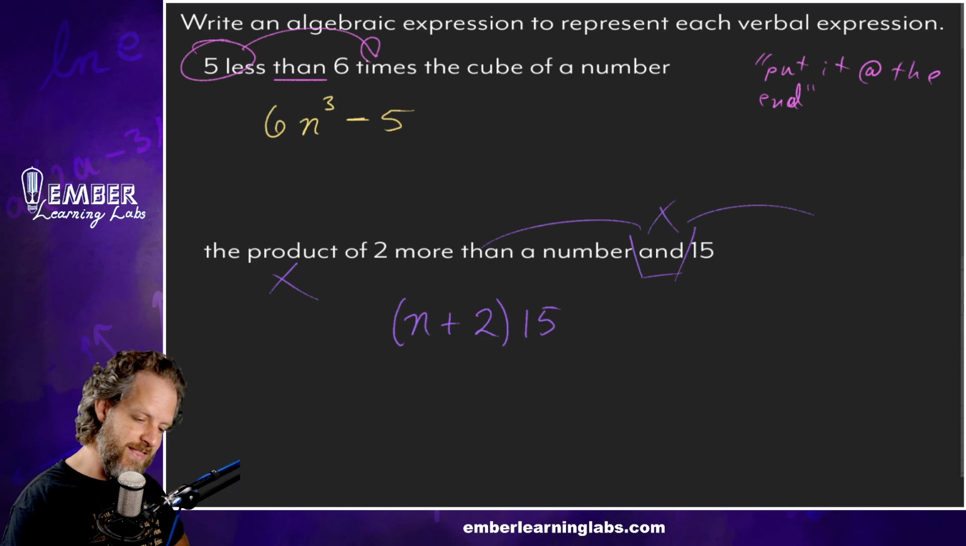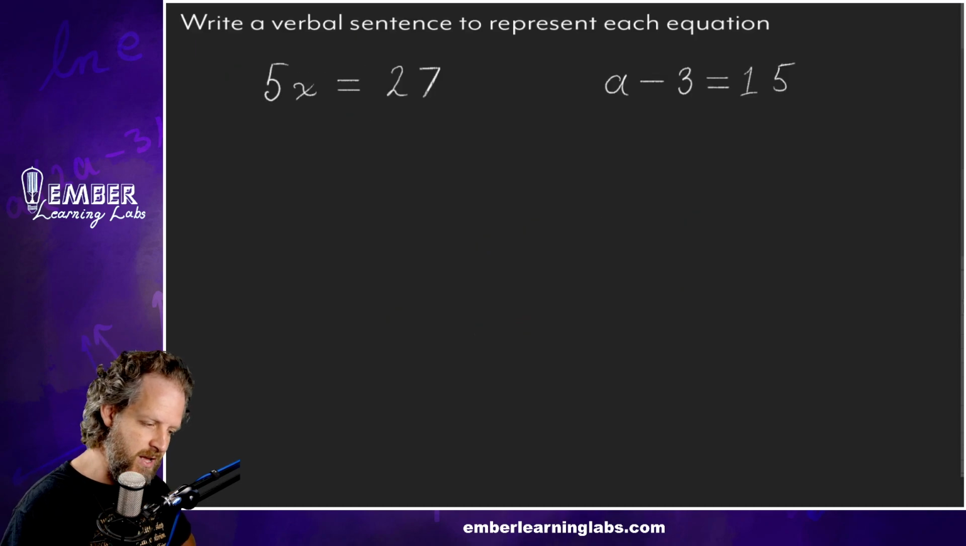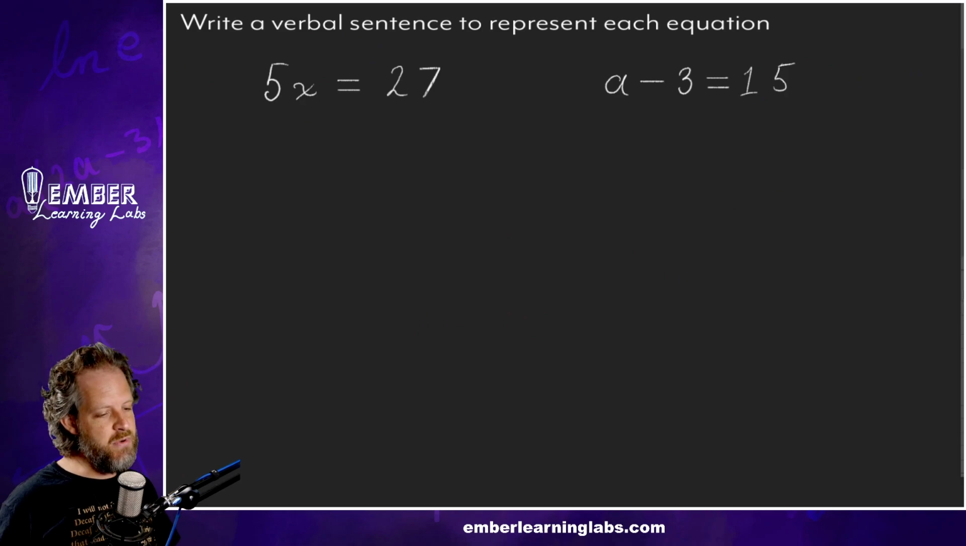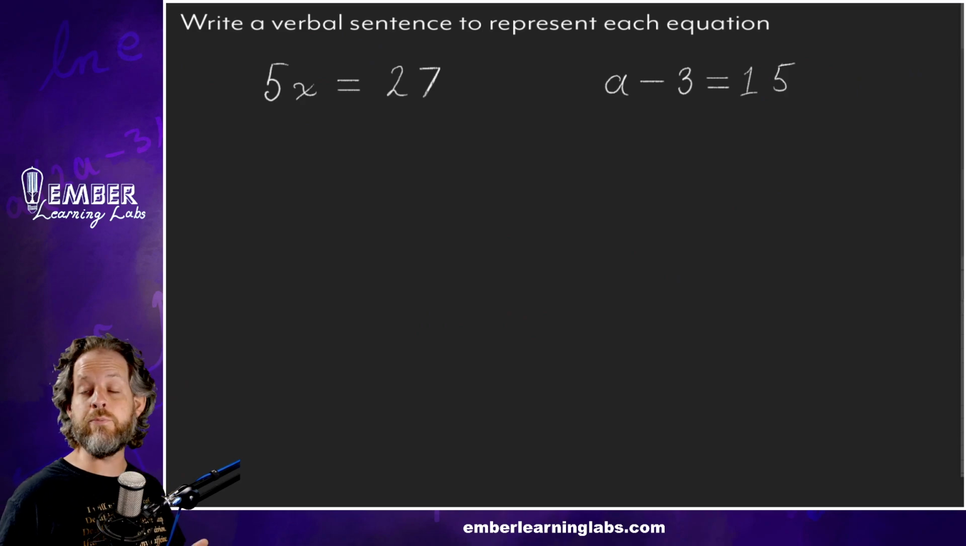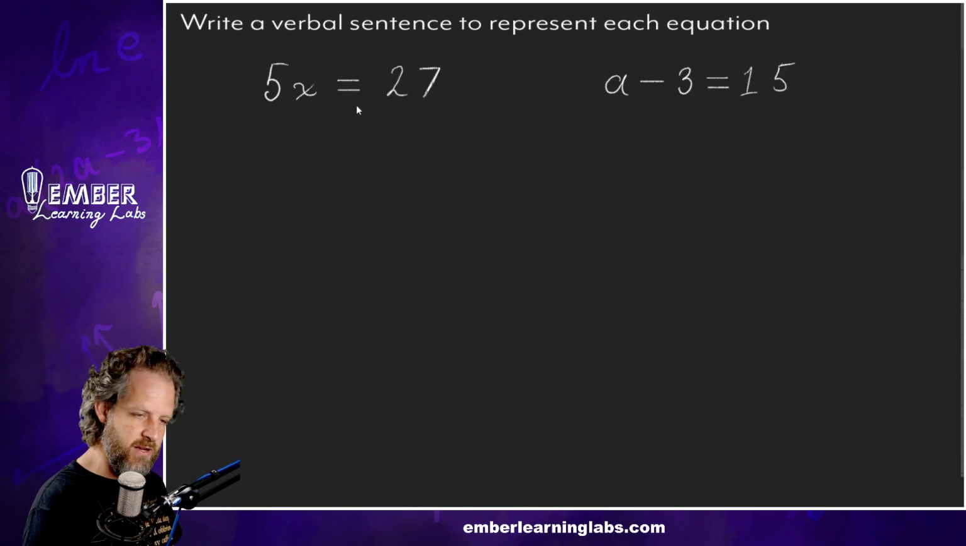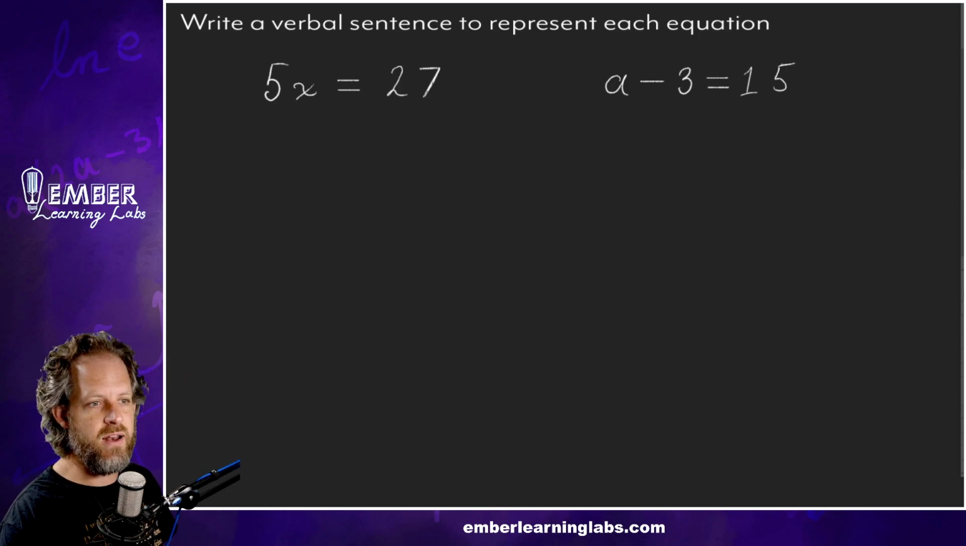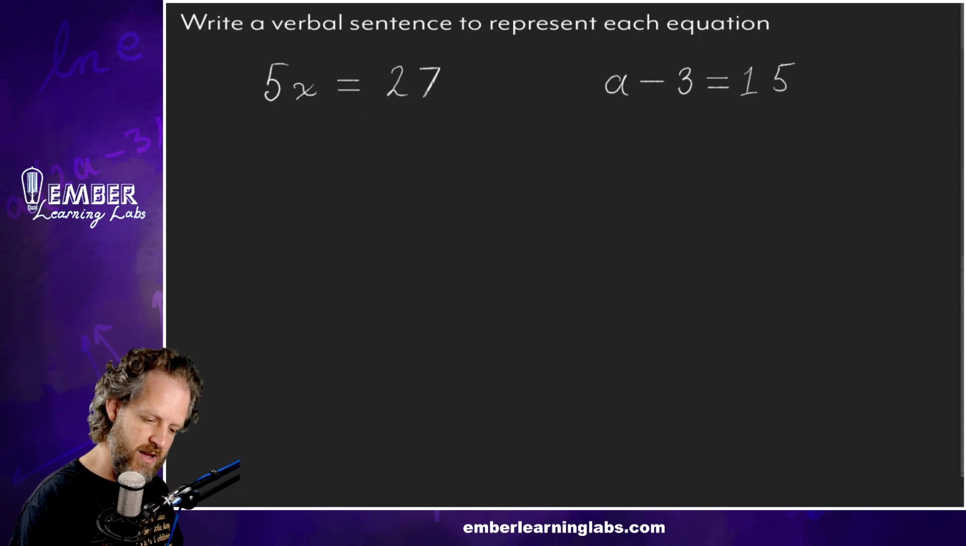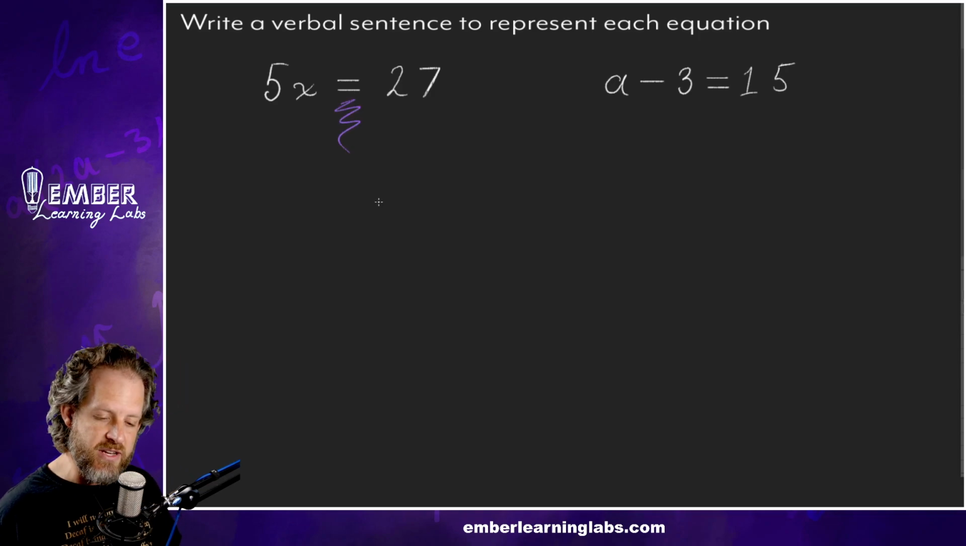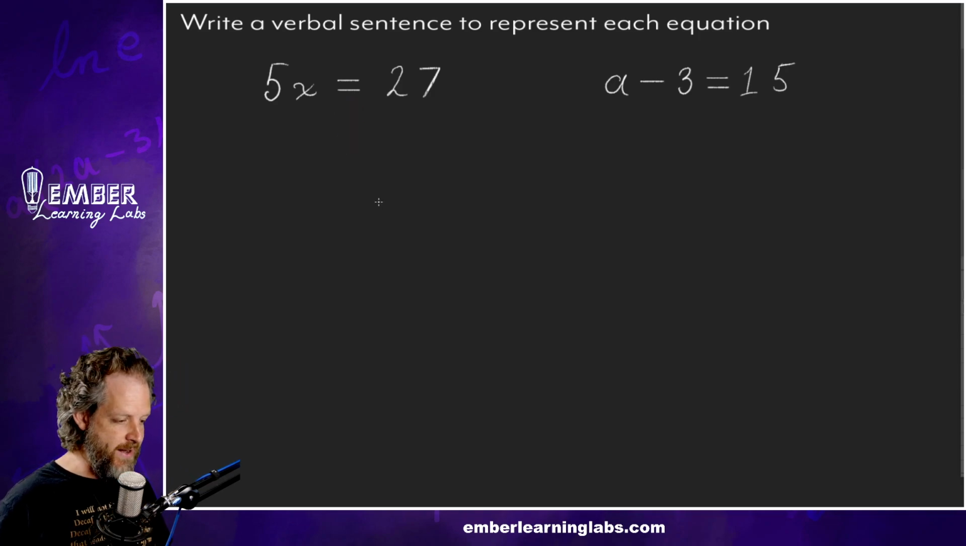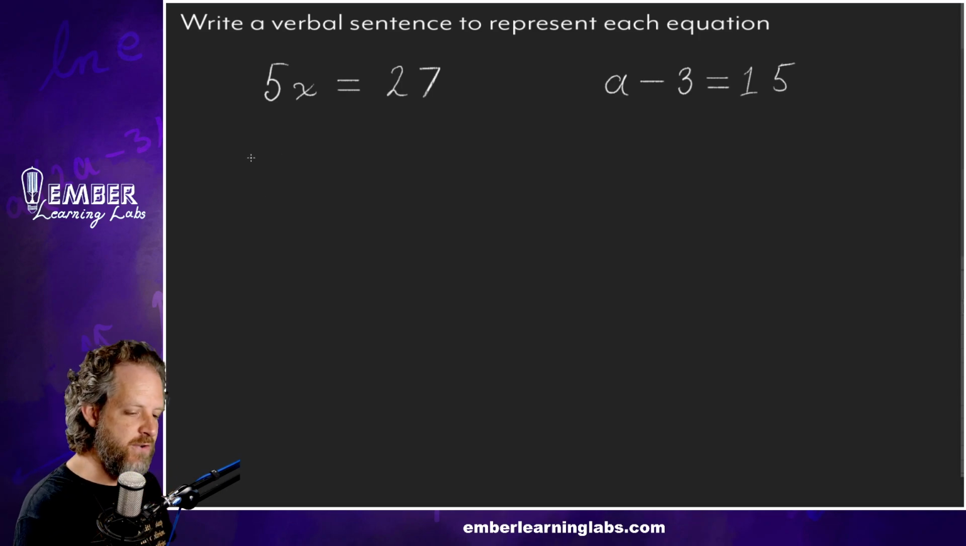Let's look at the other way around here. Let's pull up our second type. This time we've got some equations, not expressions. We know they're equations because we have an equals. Equals makes it an equation instead of an expression, right? So we're supposed to write a verbal sentence to represent each one of these. Let's start with this one.